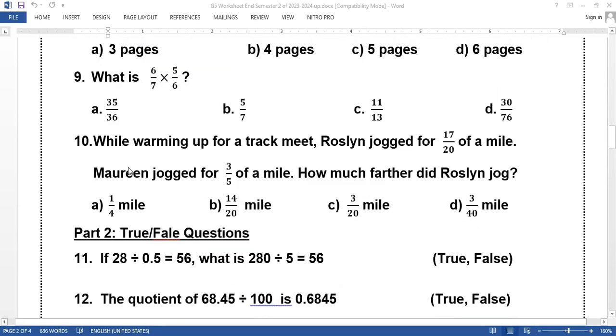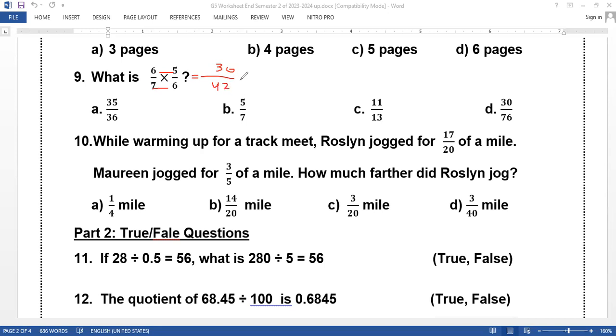Question number 9, multiplying fractions. No need to have the same denominator. Remember this: when multiplying fractions, no need to have the same denominators. We multiply up by up, or numerator by numerator. 5 times 6 equals 30. And down by down, which is denominator by denominator. 7 times 6 equals 42.